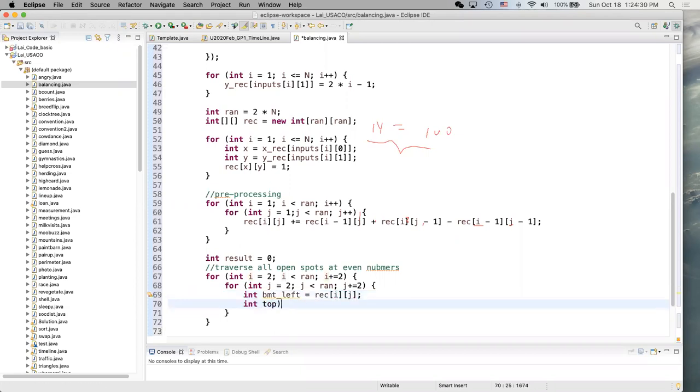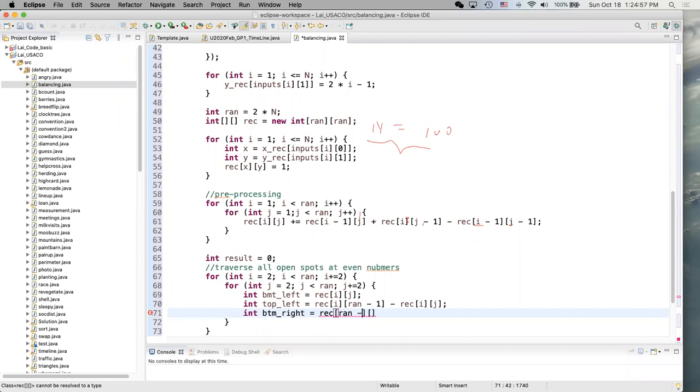And then what is the top left? Top left going to be rec at I and a range of minus by 1. I mean, that's upper boundary. And then subtract that by I and j. And then bottom right, going to be what? Going to be rec. Then the maximum range for the X is going to be range minus by 1. And j minus rec I and j, right?